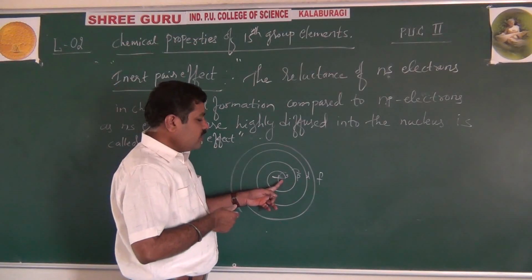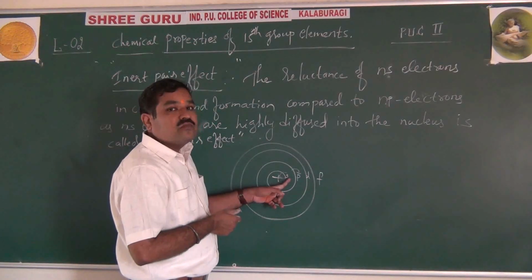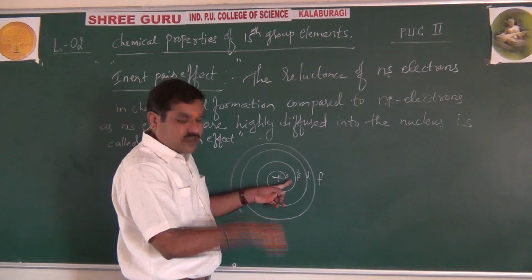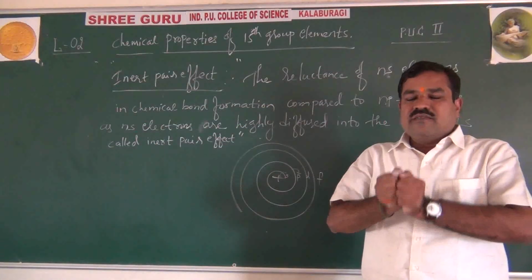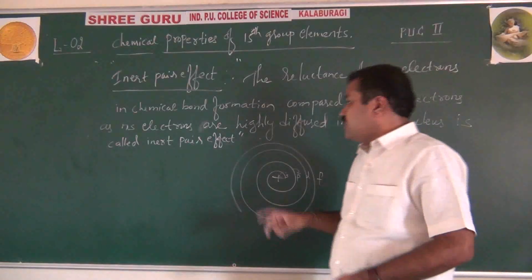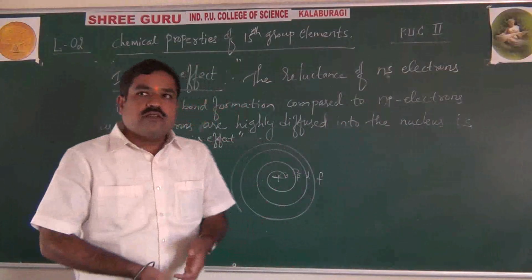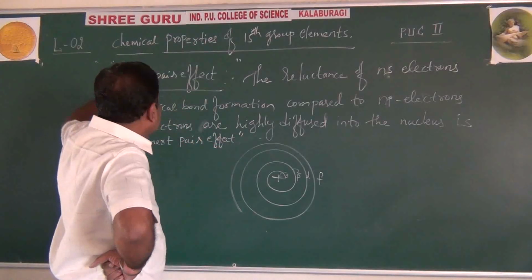Because they are having more nuclear force of attraction on them, that's why it is called highly diffused into the nucleus. Because of that, they become more stable. The +3 state becomes stable. That is called inert pair effect. Please, students, try to remember this definition. What is inert pair effect?